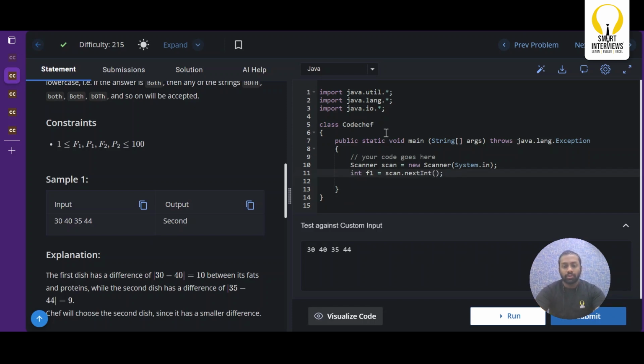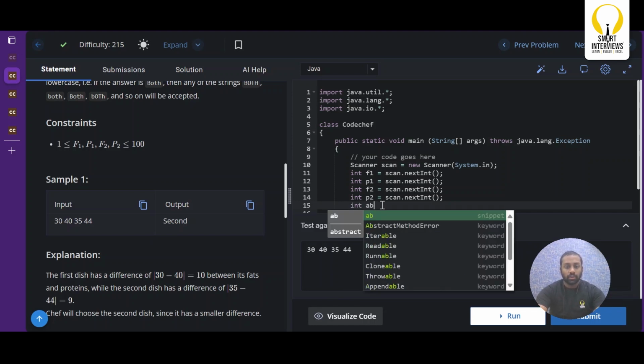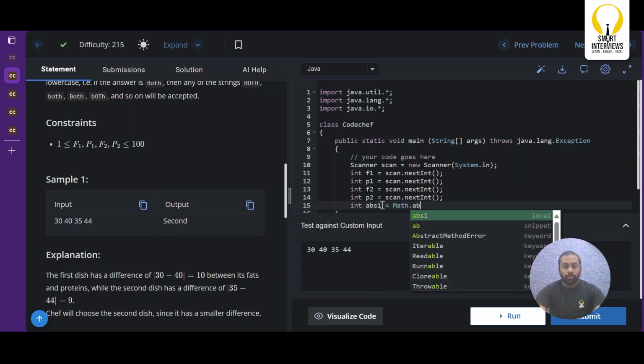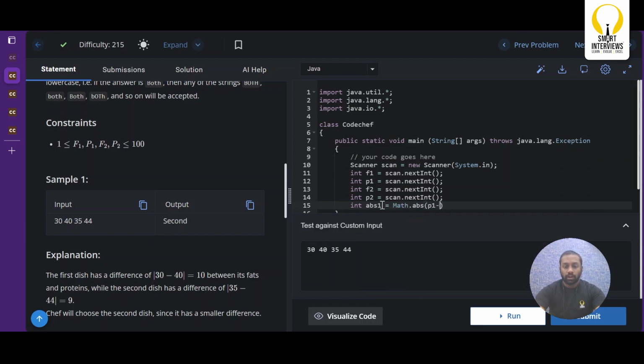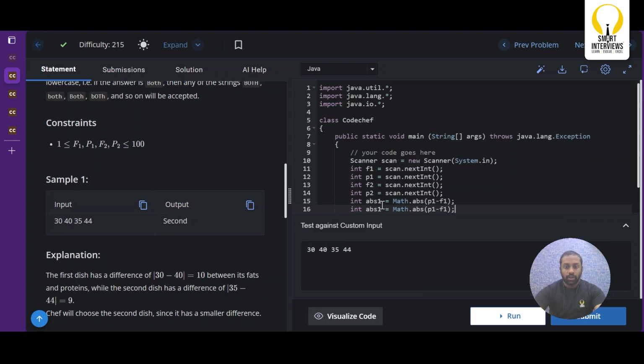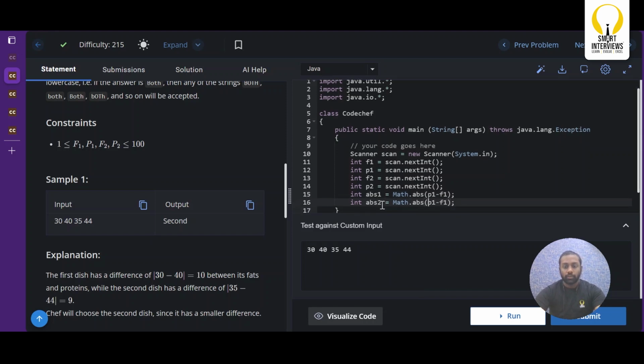And now instead of writing four times, I will tell you a shortcut. You need to use alt shift down arrow to replicate a line below, alt shift up arrow to replicate a line above. So we need four lines. I replicated all the four lines. Let me make this p1, and for the second two lines let me make it f2 and p2. Now I know that the absolute difference one is the absolute difference of P1 and F1. Likewise, I know that the absolute difference of the second dish is Math.abs of P2 and F2.